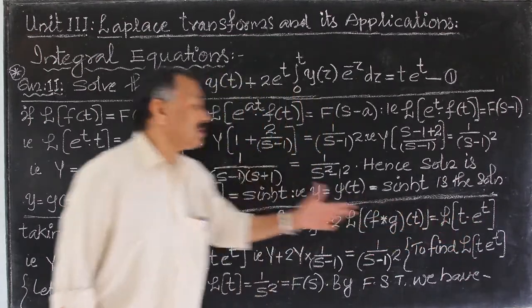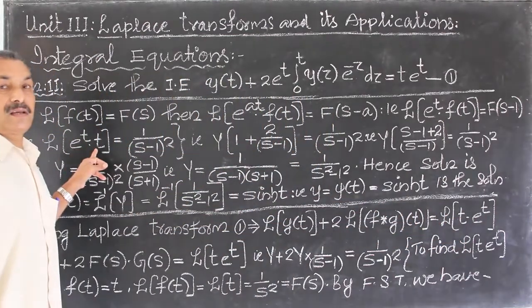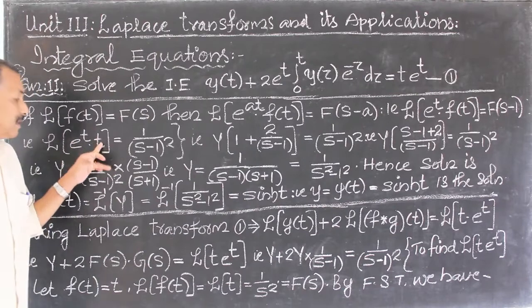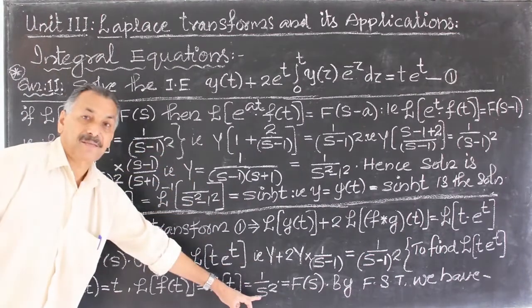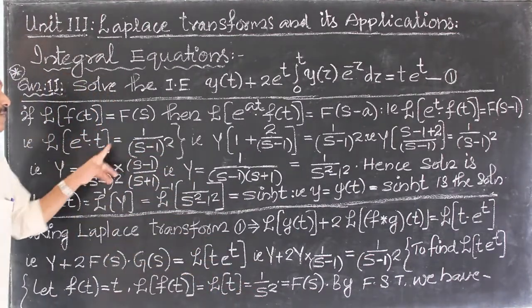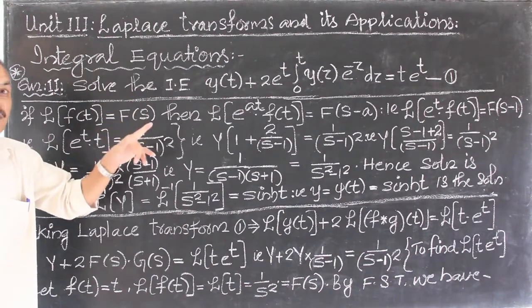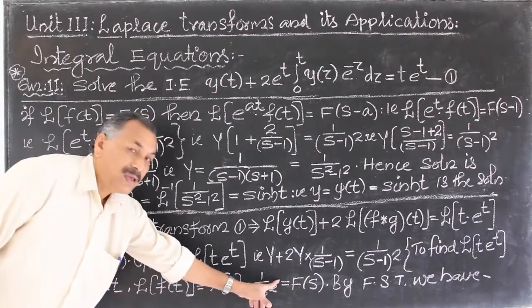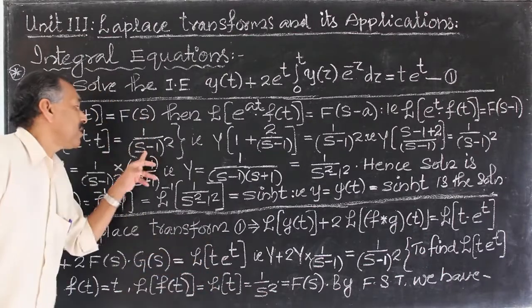Okay, that is Laplace transform of t into e raised to a t. t e raised to t means e raised to t into t എന്ന് എഴുതി. ഇത് f of t. ഇതിന്റെ ട്രാൻസ്ഫോം ഏതായിരുന്നു? 1 divided by s square. Therefore e raised to t into f of t is equal to f of s minus 1. ഈ f of s ഇത് s വരുന്നത് s minus 1 അങ്ങനെ 1 divided by s minus 1 square.